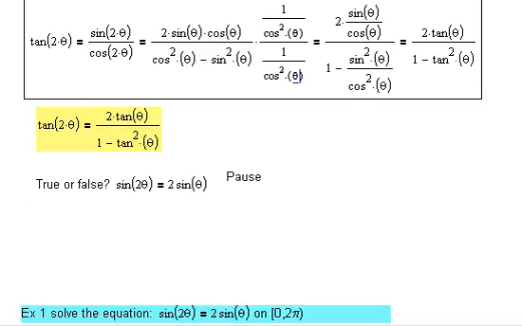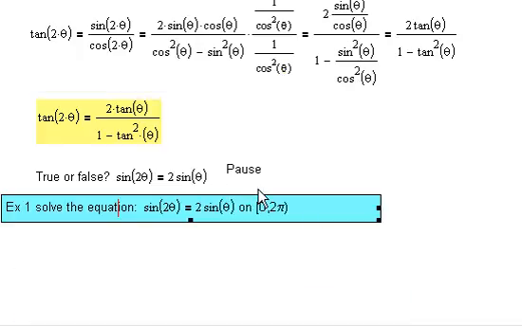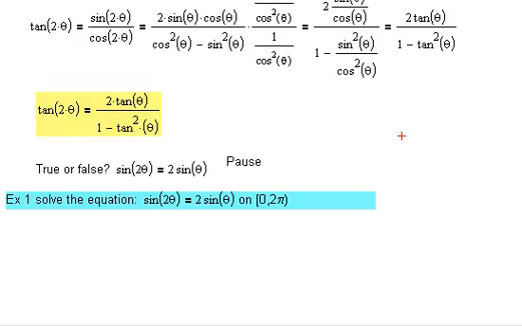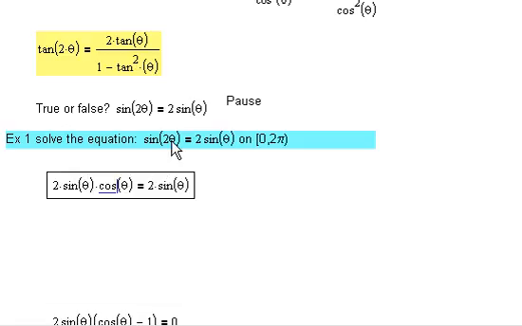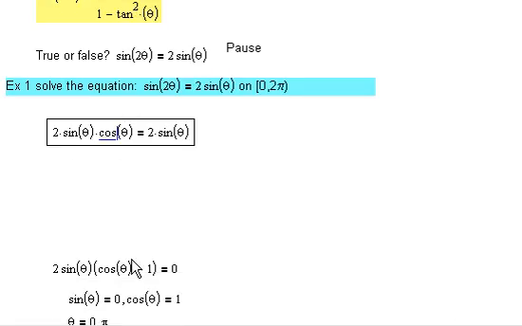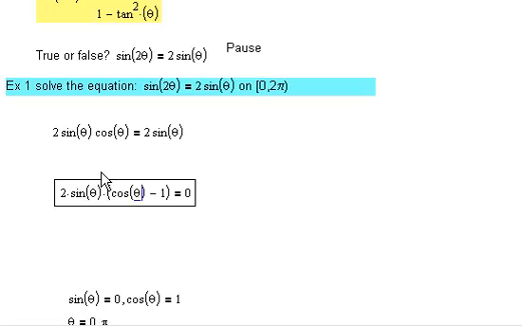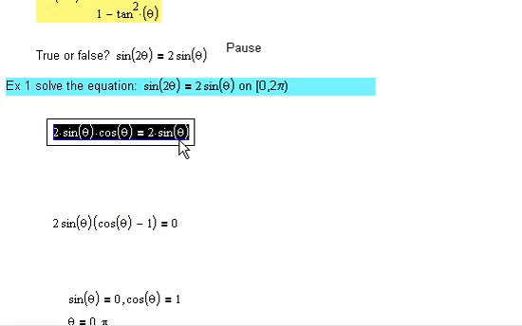But we could actually solve that equation. As an example, let's do that. When the sine of 2 theta equals 2 times sine theta on the interval from 0 to 2 pi. And so if we replace our sine of 2 theta as we should with 2 sine theta cosine theta, we have 2 sine theta cosine theta equals 2 sine theta. If we subtracted 2 sine theta from both sides, maybe I should have another step in here.